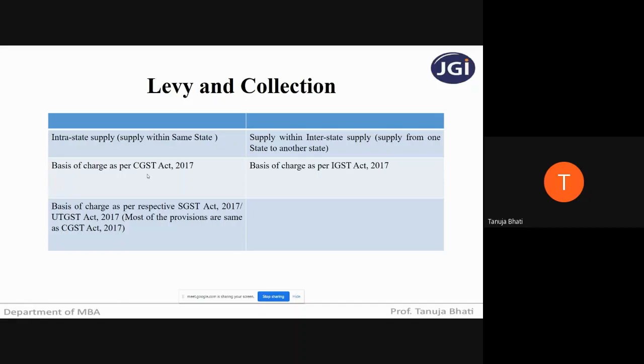So when it is an intrastate supply, students, two taxes are levied: CGST, SGST. 50% CGST, 50% SGST. So if I take 5%, it will be 2.5% of CGST, 2.5% of SGST. So under the CGST Act, the maximum rate that will be levied cannot exceed 20%. And in case of IGST, the maximum GST rate that can be levied cannot exceed 40% as per the provisions of the Act.